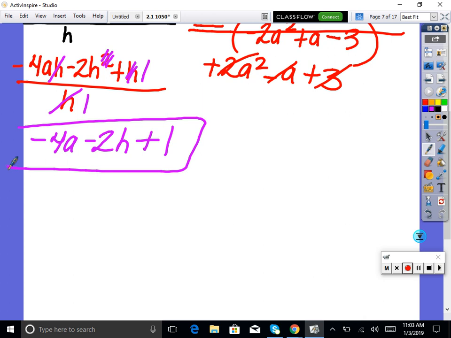Just a really advanced algebra, guys. That is calculus level algebra, but it wasn't that bad. You just got to be careful. Okay, I need you to do one by yourself now.